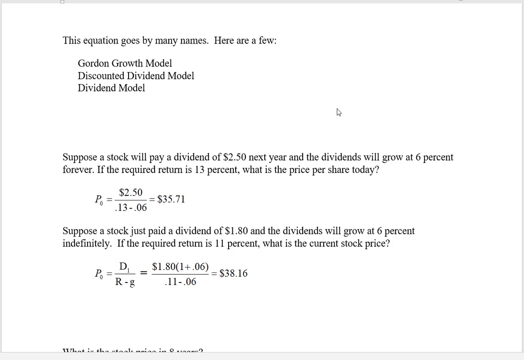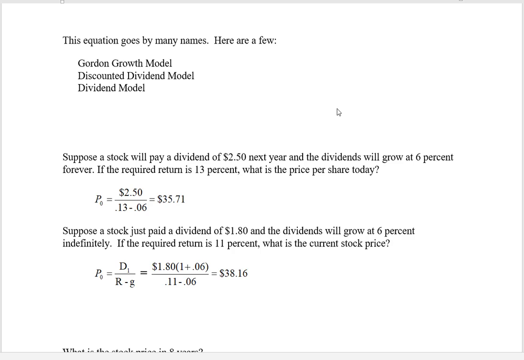So how does this model work? I have an example here where a stock is going to pay $2.50 next year in a dividend, and after that the dividends will grow at 6%, and they will grow at 6% forever. The required return for this particular stock is 13%. I want to know what the price is today. P0 is equal to $2.50 divided by 0.13 minus 0.06. This arithmetic gives me $35.71. So if this stock meets all of our assumptions, its price is going to be $35.71 per share.